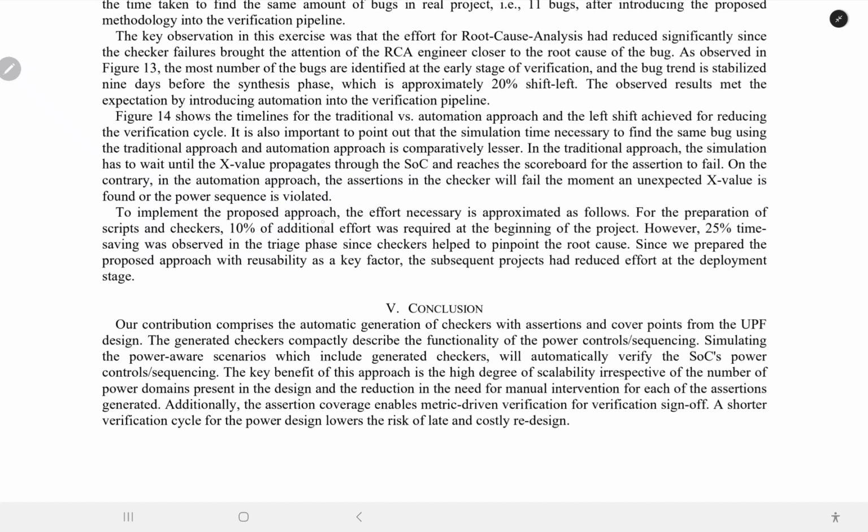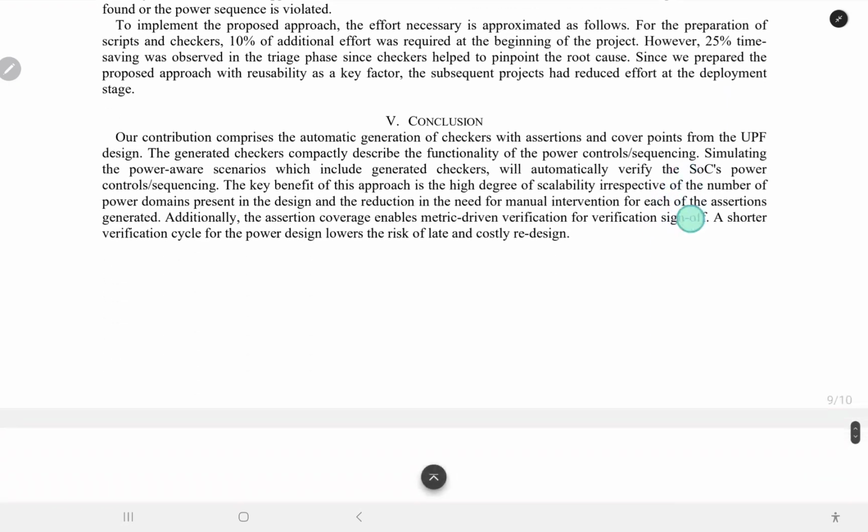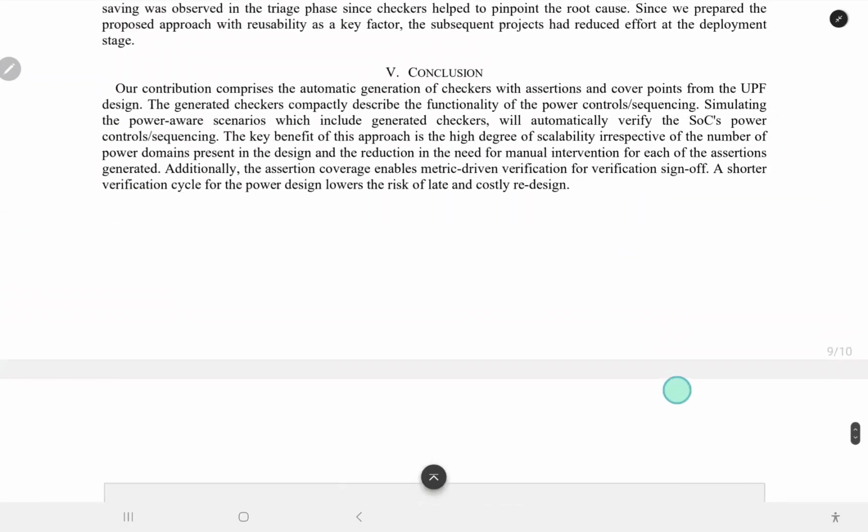To implement the proposed approach, the effort necessary is approximated as follows. For the preparation of the scripts and checkers, 10% of additional effort was required at the beginning of the project. However, 25% of time saving was observed in the triage phase since the checker helped to pinpoint the root cause. Since we prepared the proposed approach with reusability as a key factor, subsequent projects have reduced effort at the deployment stage.